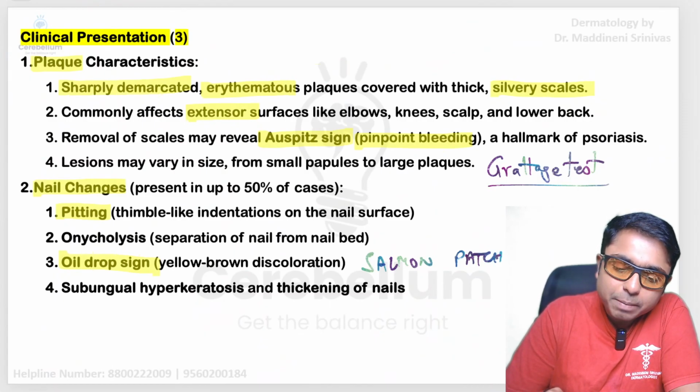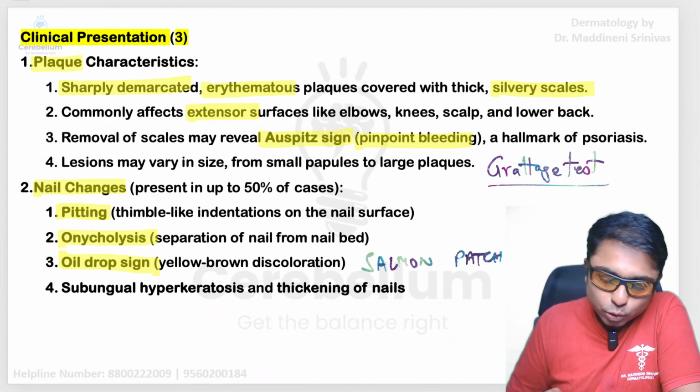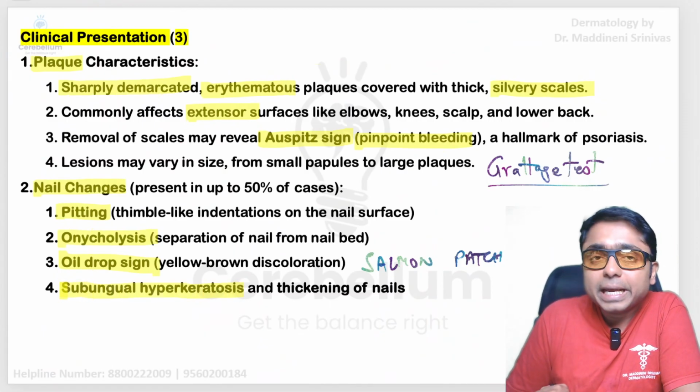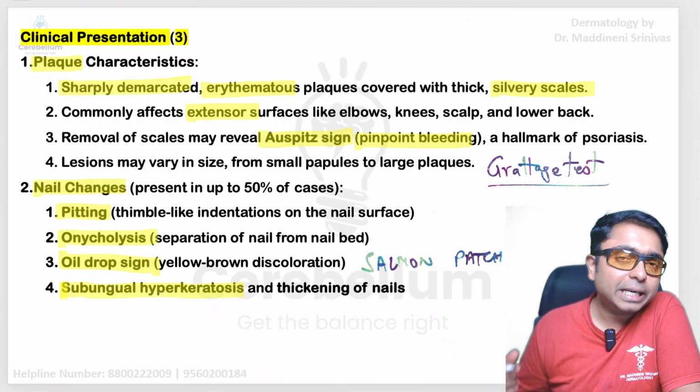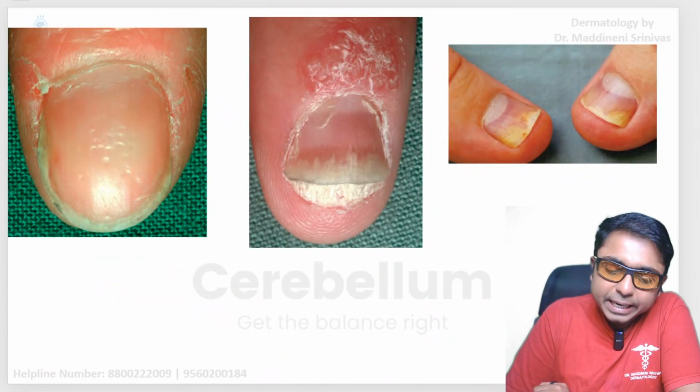And there can be separation of the nail plate from the nail bed, which we call as onycholysis, and also material which is present below the nail plate, it is called as subungual hyperkeratosis. And also we can see thickening of the nails.